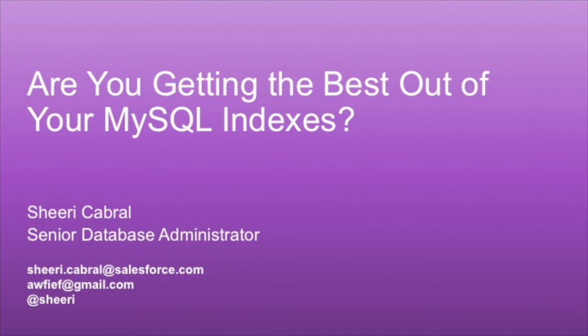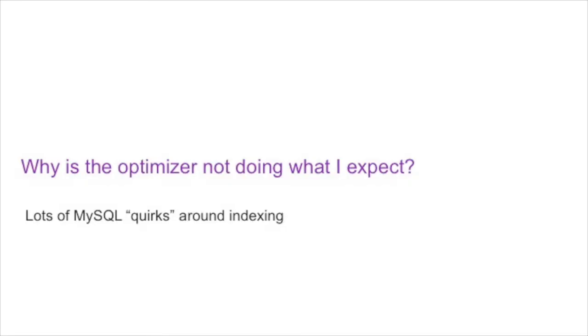Good morning. So this talk is, are you getting the best out of your MySQL indexes? And I am a DBA. So this talk is basically about why is the optimizer not doing what I think it should be doing? We're kind of assuming you have some indexes and you're like, why isn't it using the indexes I think it should be using? So there's a lot of MySQL quirks around indexing, and like any other thing on a computer, it does exactly what it is told to do and what you tell it to do.